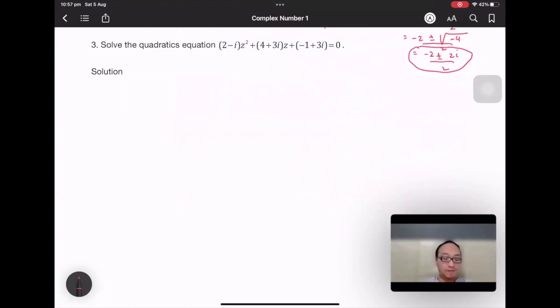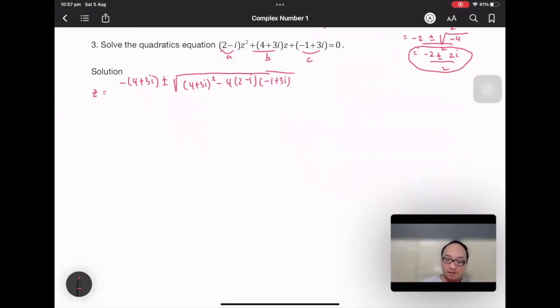Three, solve the quadratic equation. So we can find this using the formula again. This is a, b, and c. So z equals minus b plus minus the square root of b squared minus 4ac, over 2a.